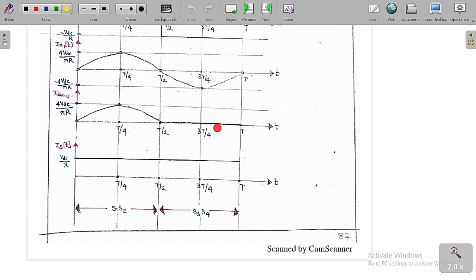But from T by 2 to T, switch S1 is open, so its current is equal to 0. Its current is always equal to 0. So this is the fundamental component of the switch current. We are going to get it like this.